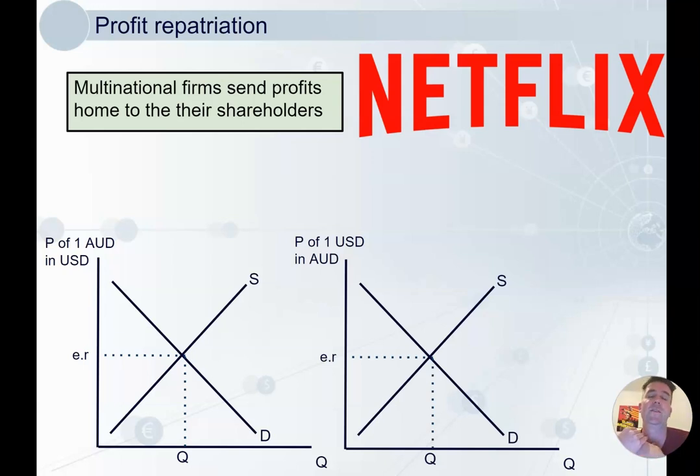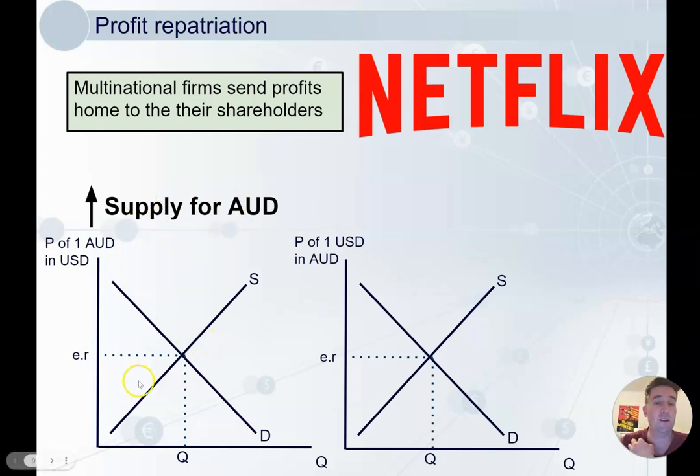So profit repatriation. That is when multinational firms send profits home to their shareholders. So for example, Netflix, they make profits, they send them home. What happens? Let's have a look. There's an increased supply of Australian dollars because I give money to Netflix Australia, right? So Netflix Australia has all these Australian dollars from all their Australian customers. They want to send that money back to the US. So they have to sell the Australian dollars. They sell them, increase in supply of Australian dollars. And when those profits flow back into the US, increase in demand for US dollars.